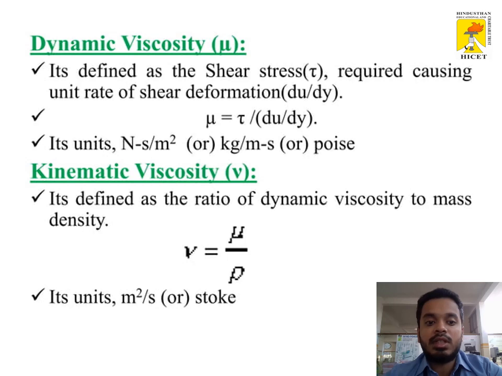Next is dynamic viscosity. It's defined as the shear stress tau required to cause unit rate of shear deformation. That is mu equal to tau divided by du by dy. Its unit is represented in Newton second per meter square. Then kinematic viscosity. It is defined as a ratio of dynamic viscosity to mass density, which is nu equal to mu by rho. Its unit is meter square per second or stoke.